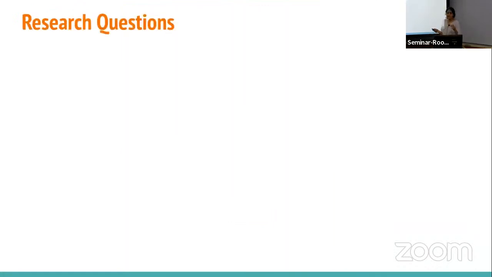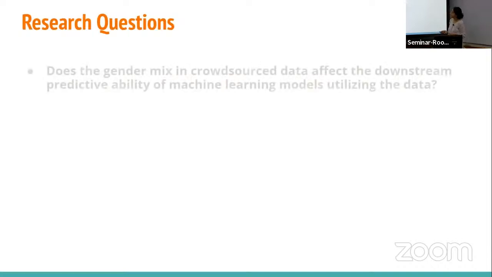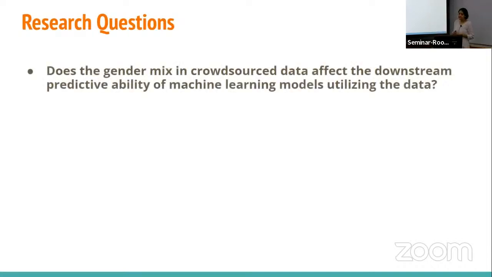My research question for this particular project, and I'm going to give you the answers here as well, is: does the gender mix in crowdsourced data affect the downstream predictive ability of machine learning models that are based on this data?